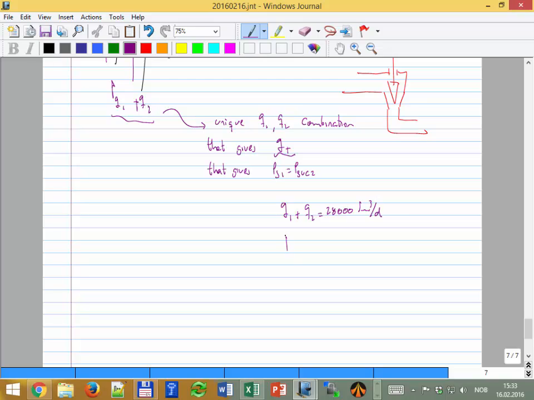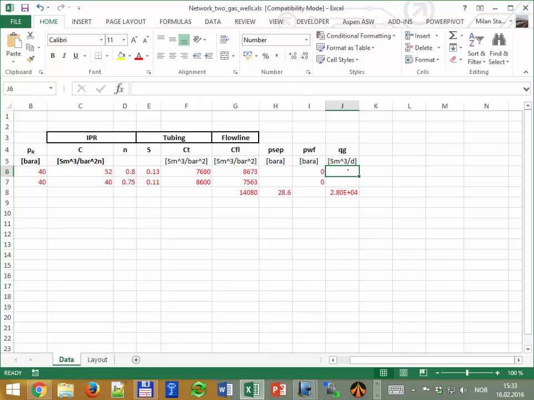Then if I say I want to guess Q1, then Q2 is just equal to 28,000 minus Q1. So let's do that here. I will guess with Q1, let's say 15,000. This is also a variable that is given, and this will be this number minus this number. After that I can do again my calculations.